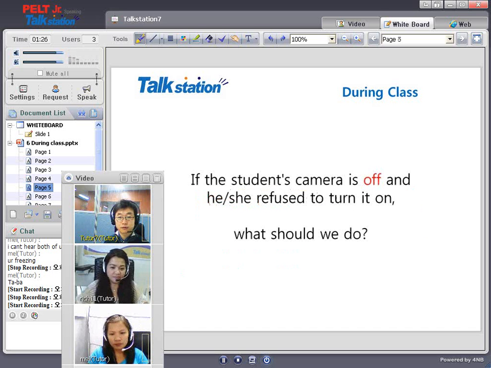If the student's camera is off and he or she refuses to turn it on, what should we do if this happens? I know that this kind of thing happens quite often. What should we do? Encourage your student to turn on his or her camera. Oh, I want to see your face. I'm sure you're so pretty or handsome, something like that.